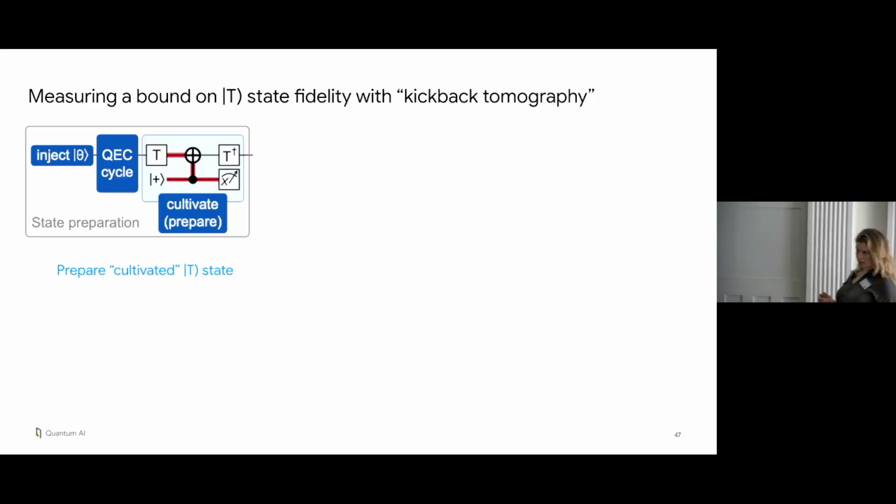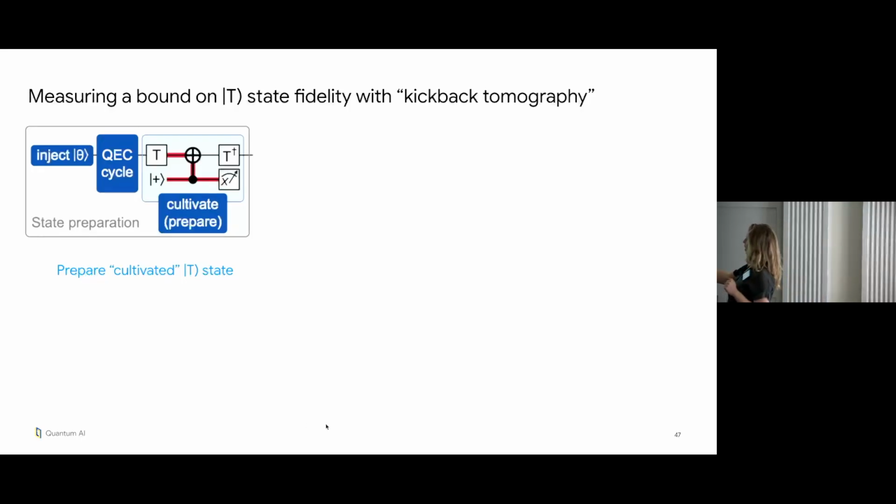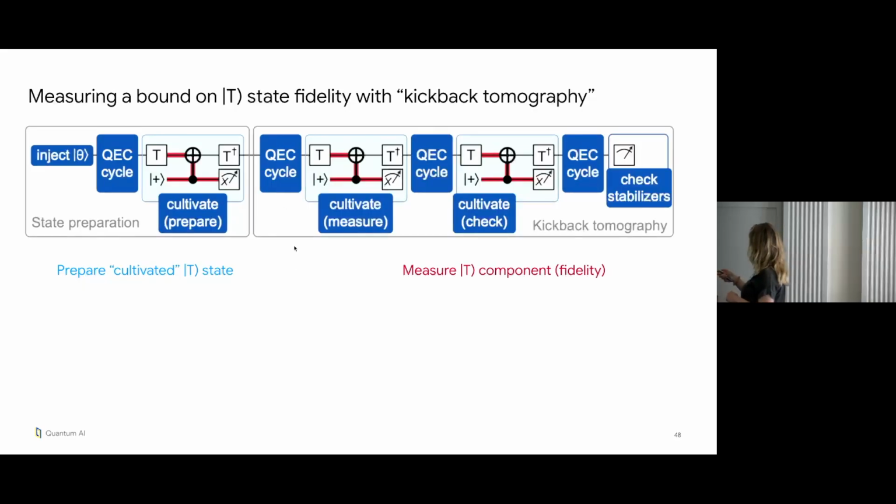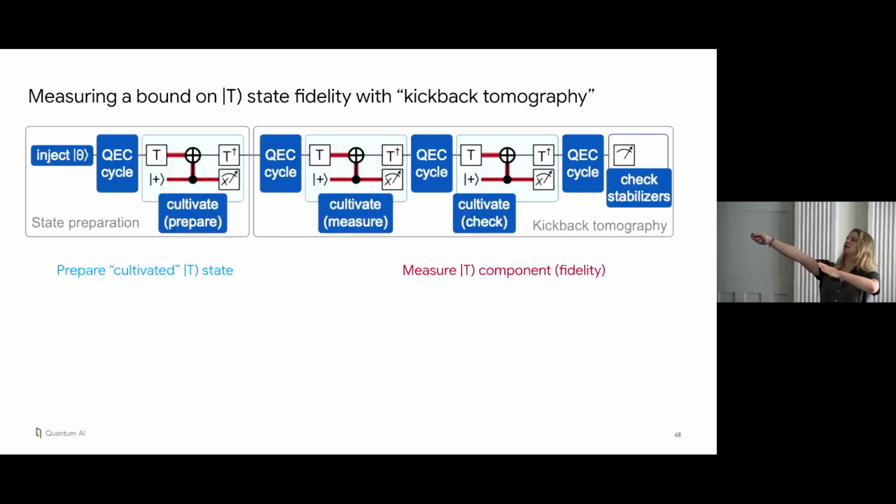So in order to do that, as I've harped on, we do not use logical state tomography, but instead we actually use cultivation as a metrology tool in order to measure the T-state fidelity. And it goes like this. We start with a prepared cultivated T-state, just what I showed you just now. And then we run cultivation more times in order to measure it along the T-state axis, because it's this measurement that we need in order to measure the state fidelity. You prepare a state, you want to measure it along its axis in order to get the overlap with that axis, and then that gives you the state fidelity.